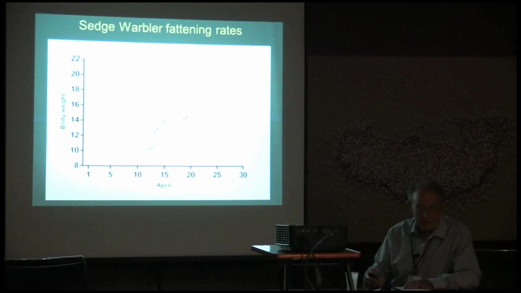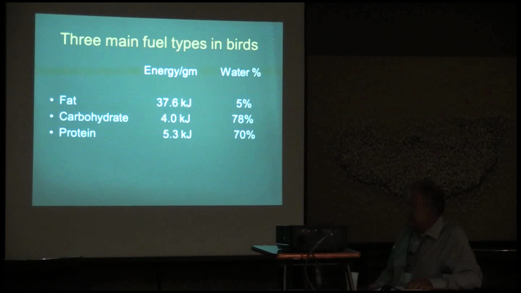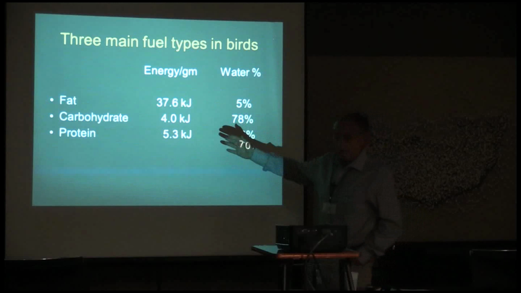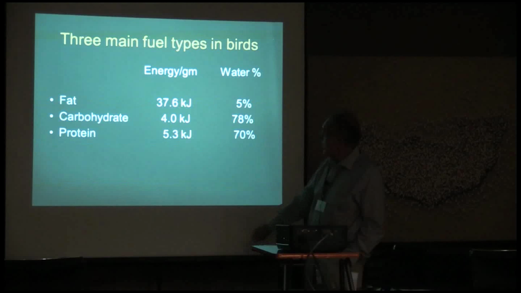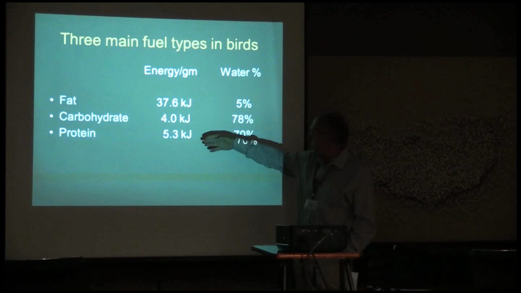But anyway, of course, fat is the most efficient fuel that a bird could use. There are only 3 possibilities for any bird or any animal, which is fat, carbohydrate or protein. And I've just given here the energy per gram of each of those that it could get in kilojoules. And if you compare a gram of fat with a gram of carbohydrate or protein, the bird can get, as you can see, 8 or 9 times as much energy from a gram of fat.